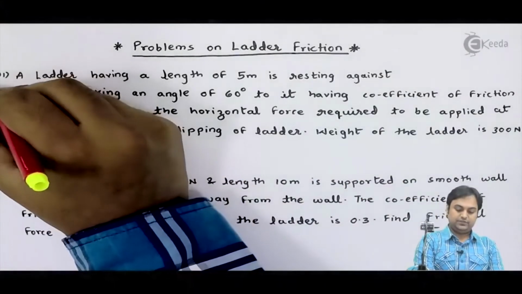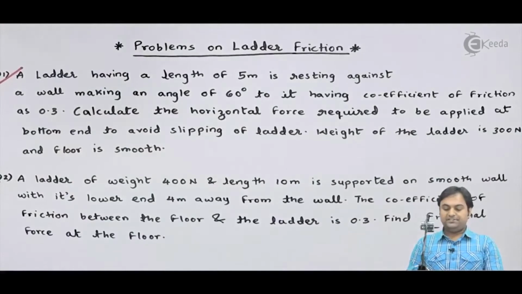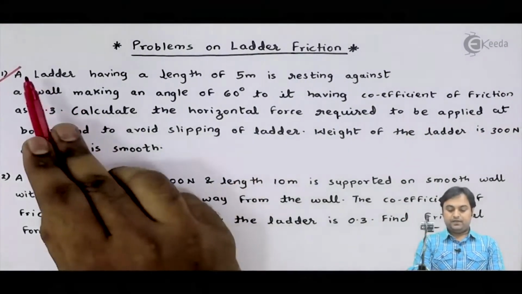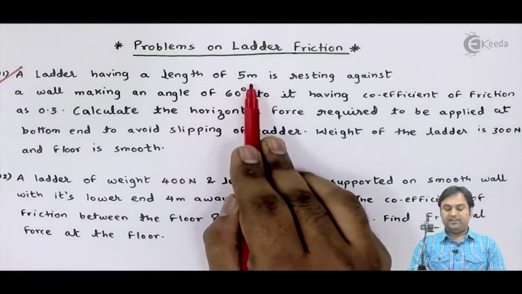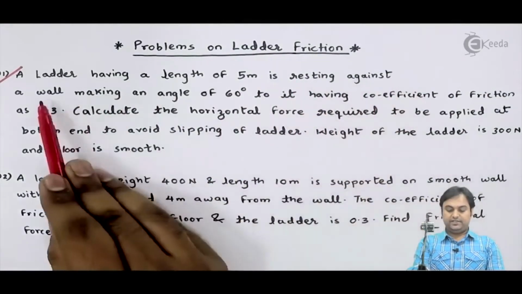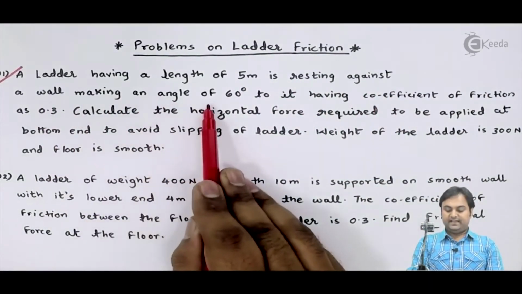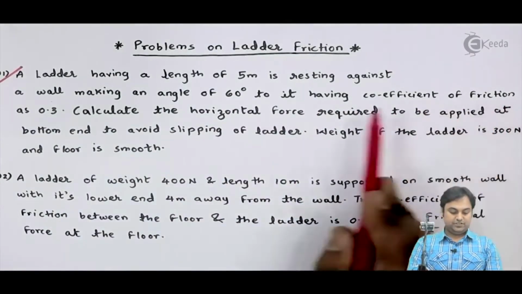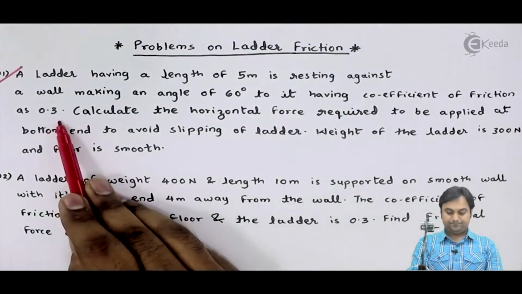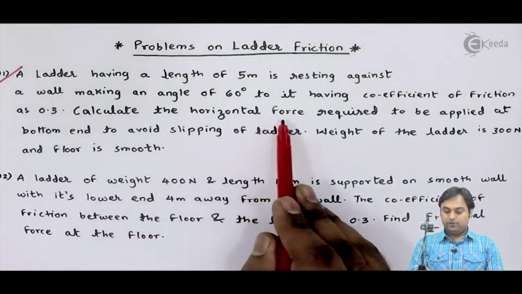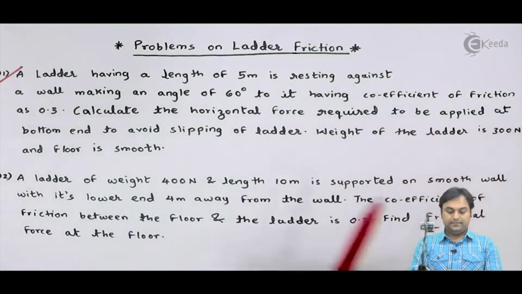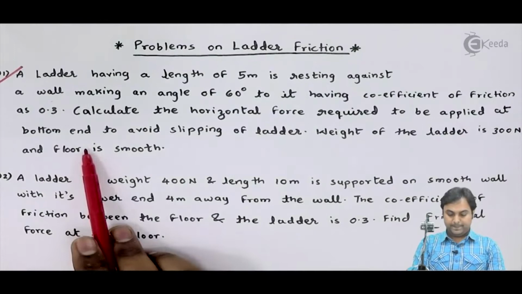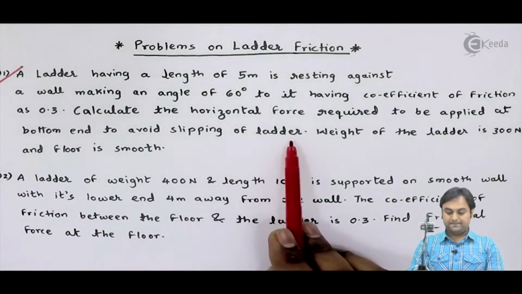I'm marking the first question. Let's see what is given here. A ladder having a length of 5 meter is resting against a wall, making an angle of 60 degree to it, having coefficient of friction as 0.3. Calculate the horizontal force required to be applied at bottom end to avoid slipping of ladder.